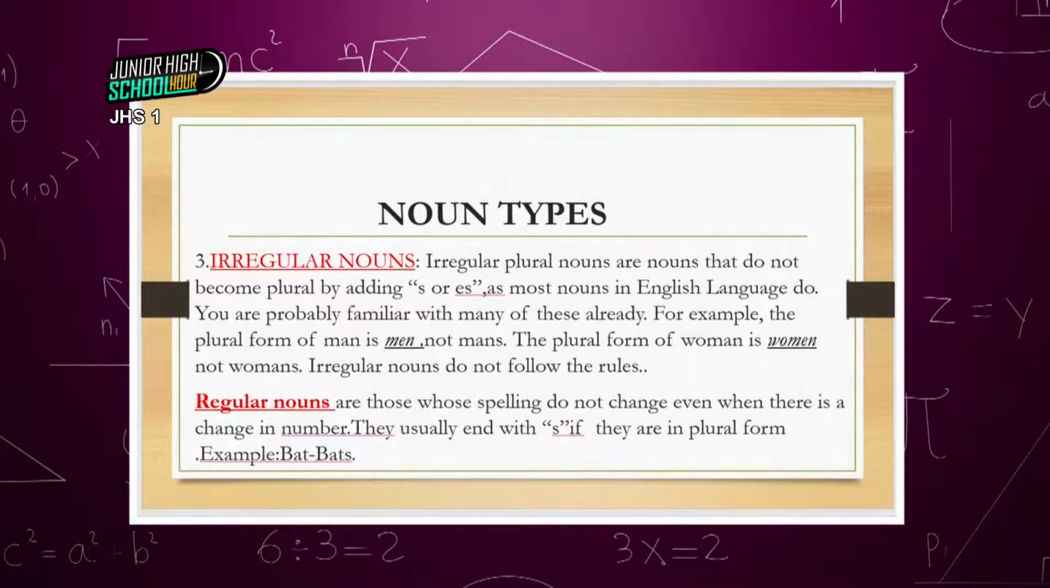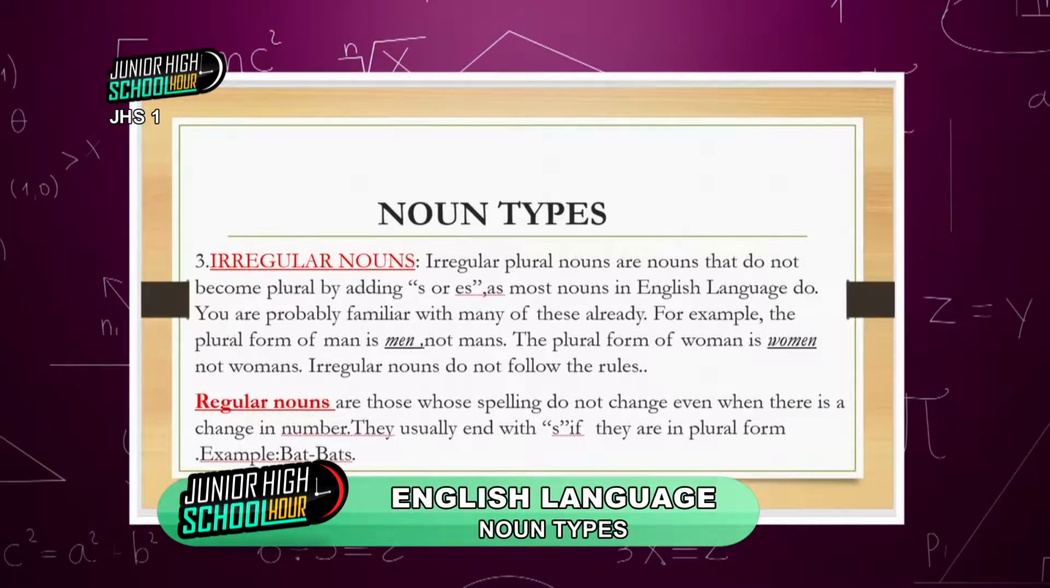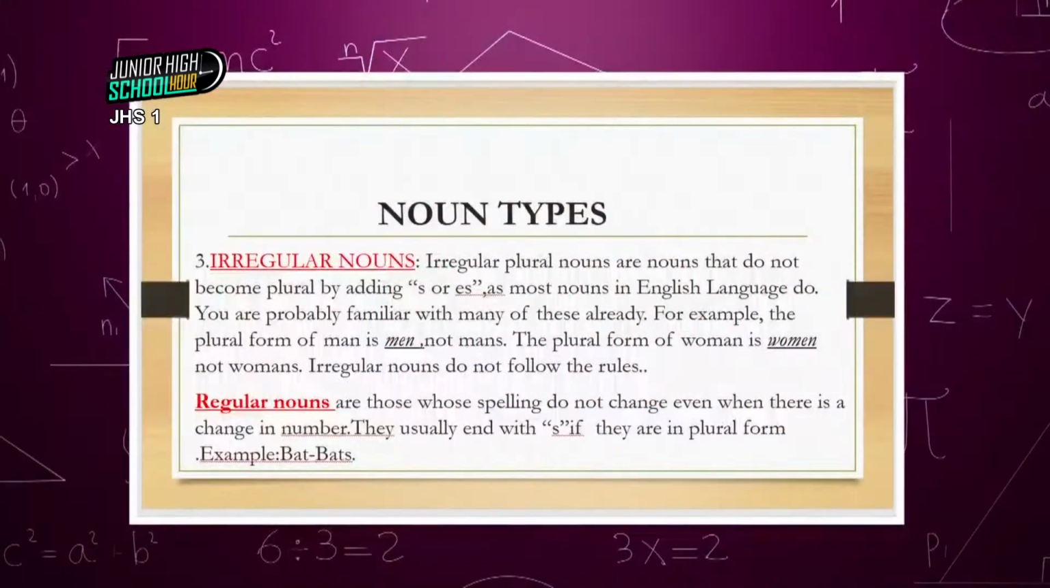So you are probably familiar with many of these already. For example, we have man. So the plural form would have to be what? Men. And you don't get it because we are not adding s or es to it. That's what we're talking about, irregular nouns. The plural form of woman is women, not womans. So in short, irregular nouns do not follow rules. They are on their own.